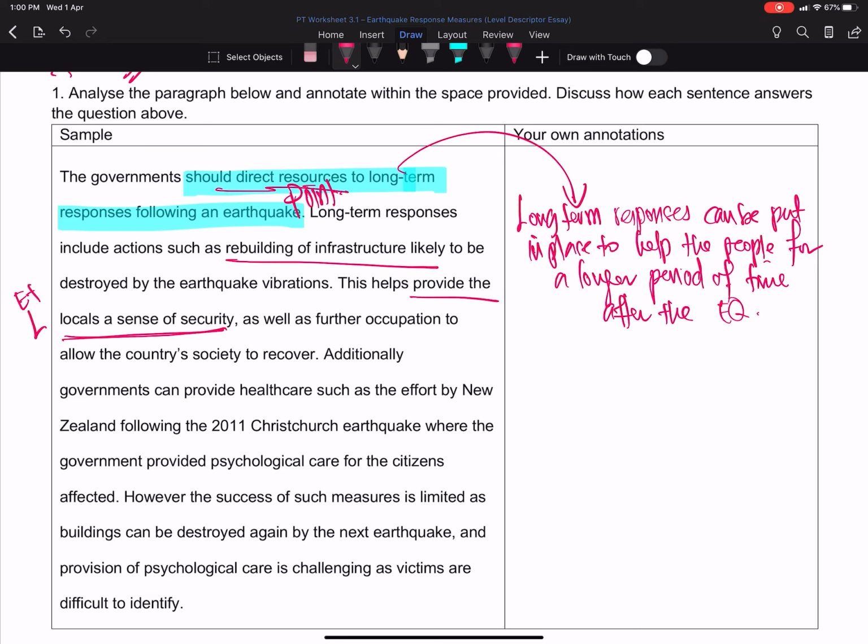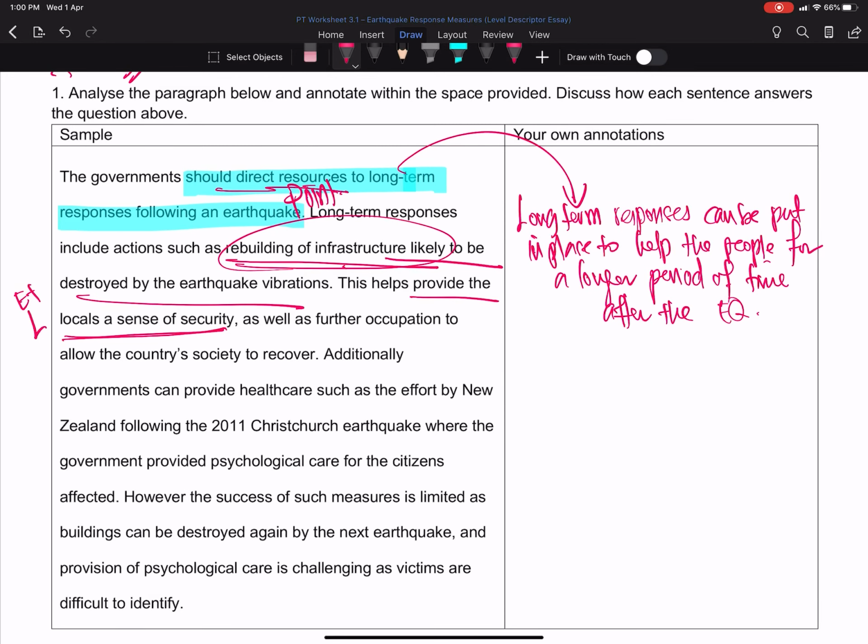Okay. Well, then in that case, my sentence may not be as clear. My intent was to show that this was a link, because my E plus, as you can correctly see, because you're thinking this is E plus, because my original first sentence is not clear yet. You don't know what rebuilding of infrastructure is about, right? So I would say my E plus is not fully developed. Rebuilding of infrastructure likely to be destroyed by the earthquake vibrations.